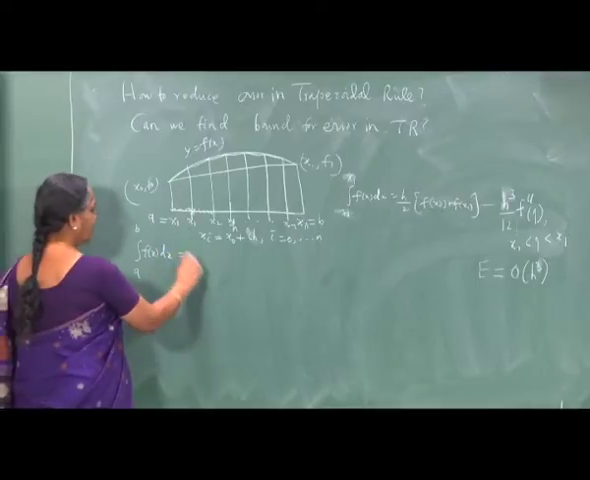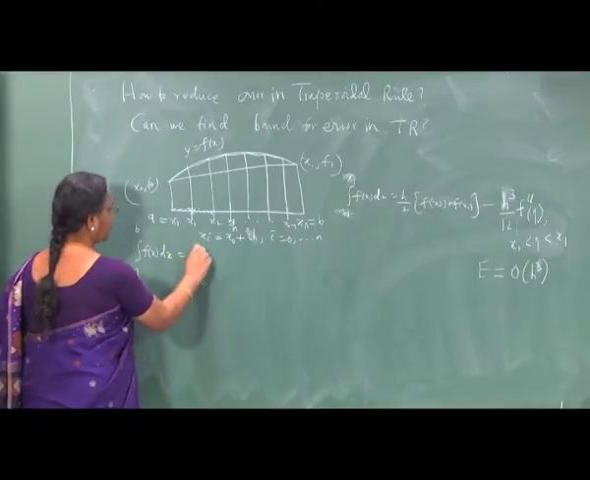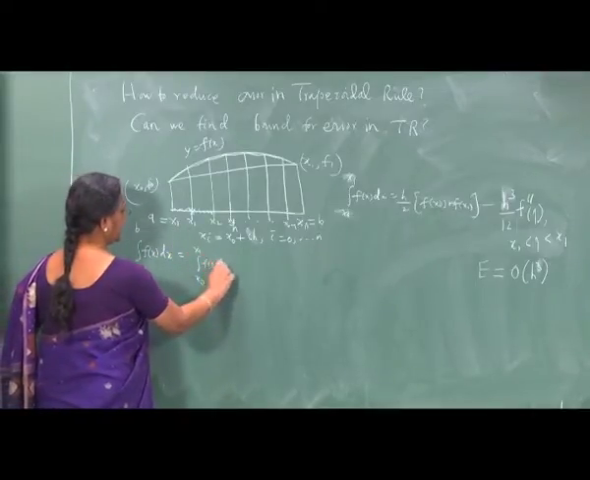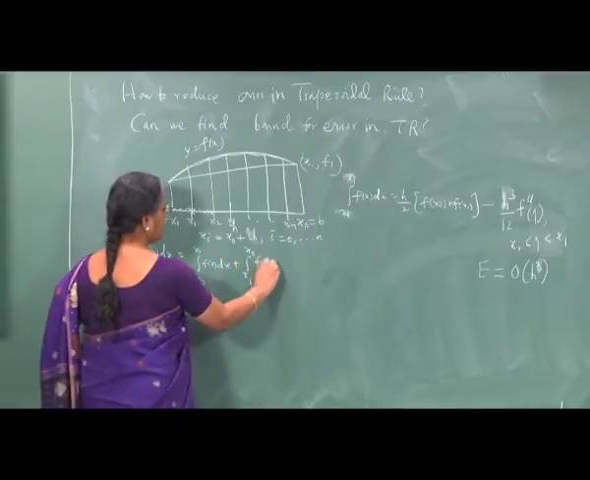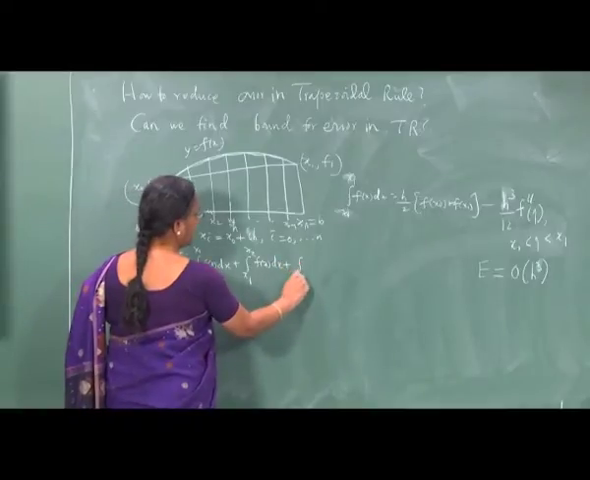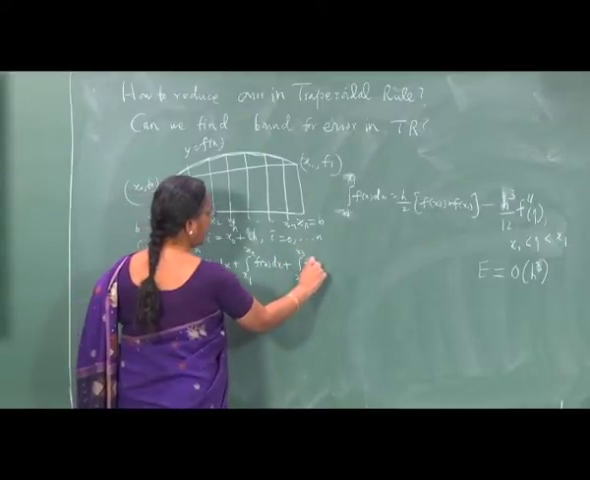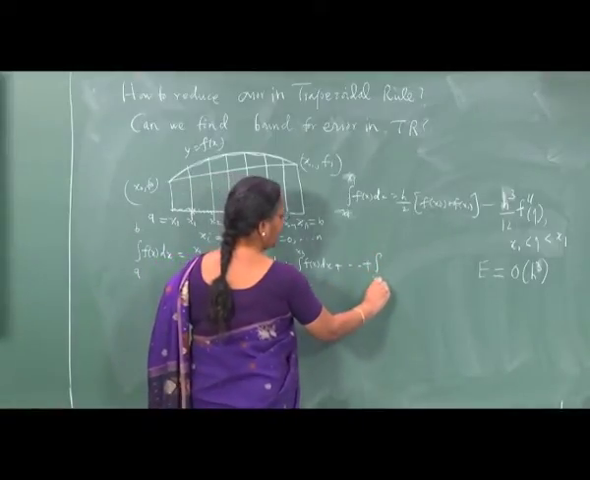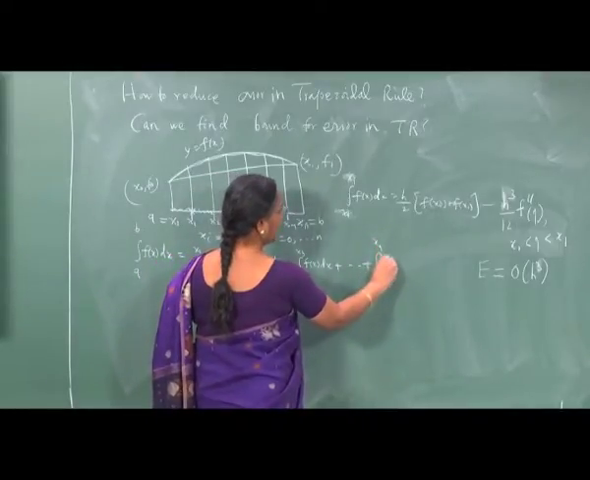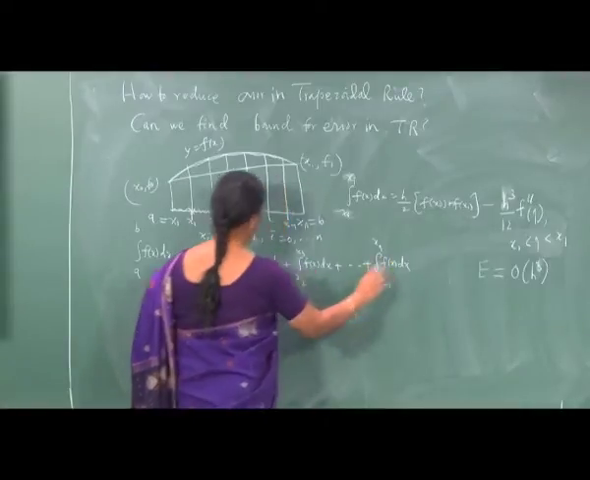So, the first interval is x naught to x 1 f of x dx, plus the integral x 1 to x 2 f of x dx, integral x 2 to x 3 f of x dx, and so on. The last integral will be x n minus 1 to x n f of x dx.